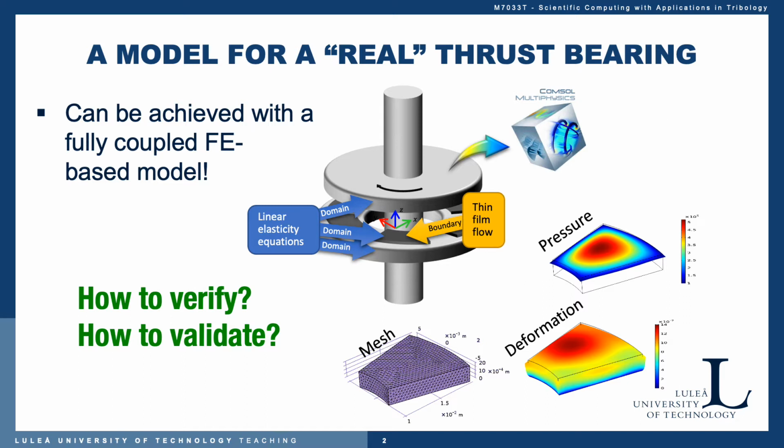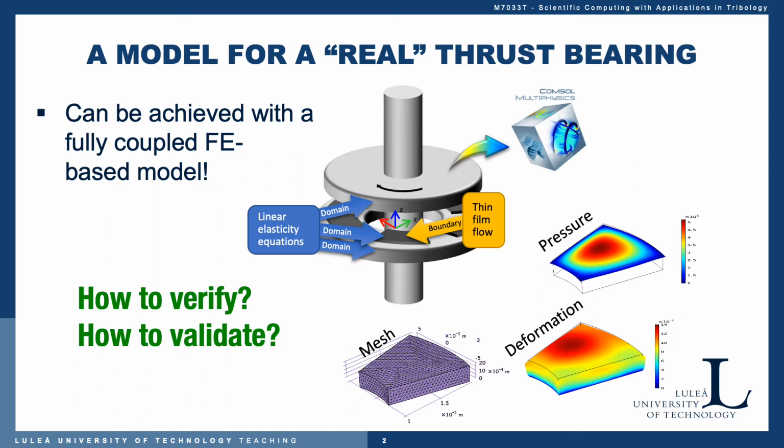So some examples here on different pads. We have a very coarse finite element mesh. We have a deformation of that, and we see the pressure distribution that causes this deformation, and the pressure distribution, of course, is also induced by the hydrodynamics of this type of bearing.